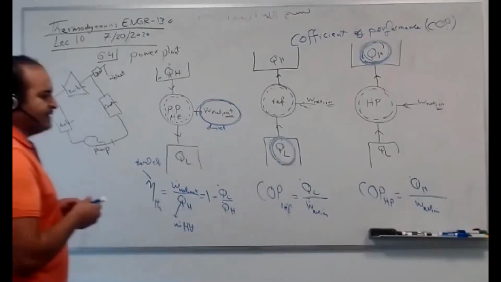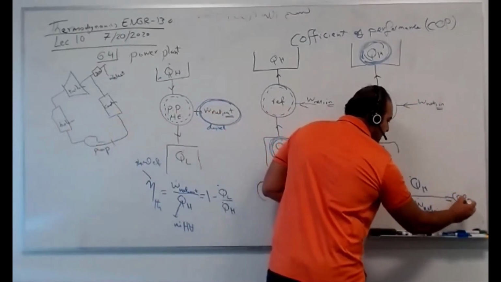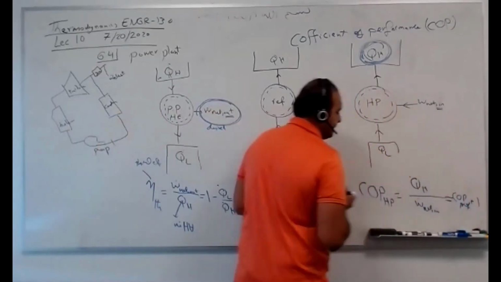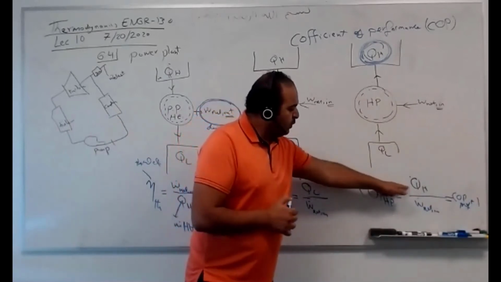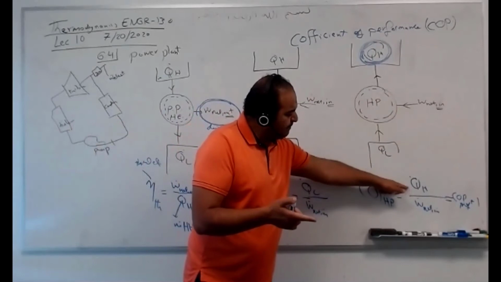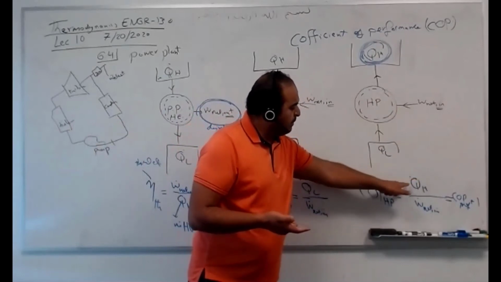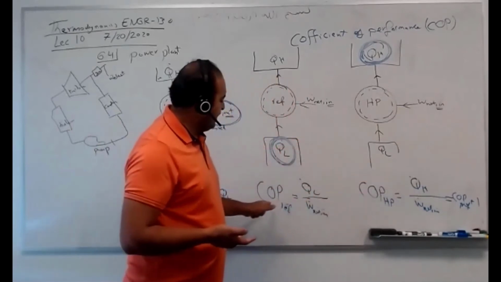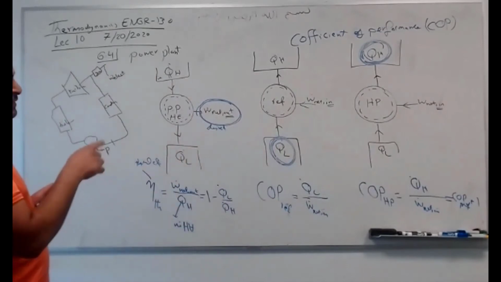You can say, for example, COP heat pump equals COP refrigerator plus 1. So Q high is W net in plus Q low. Dividing, W net in over W net in is 1, plus Q low over W net in, which is COP refrigerator. This is a simple division. So COP heat pump is COP refrigerator plus 1.